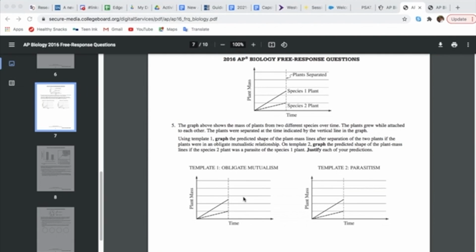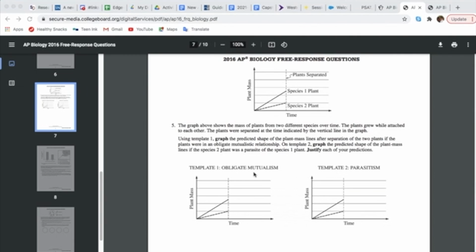So let's start with this one, right? So first off, what is obligate mutualism? So mutualism, right, that's a symbiotic relationship where both of the organisms in the relationship benefit. Obligate means that they cannot live without each other.